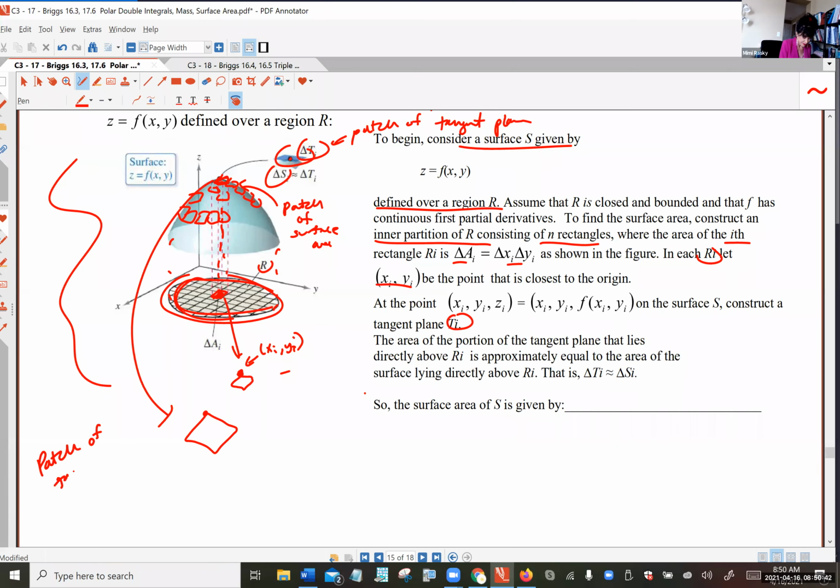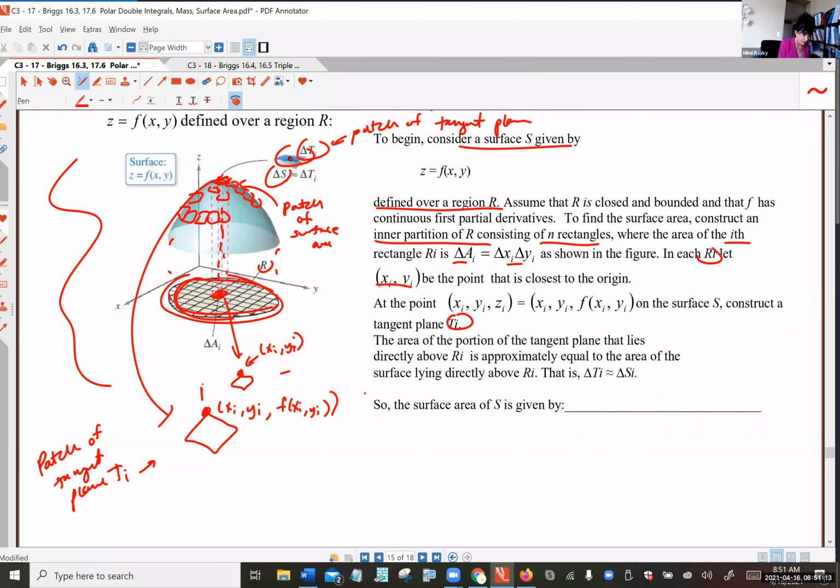So this point here has coordinates x sub i, y sub i, and the z coordinate, since it's on the surface, is f evaluated at x sub i, y sub i. That's the point on the surface of T sub i, our tangent plane. I'm going to label that point A. And then how about this point over here? I'll label it B. And this point down here, I'll call C. And this point over here, I'll call D.